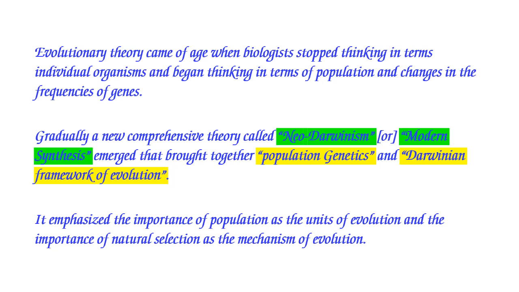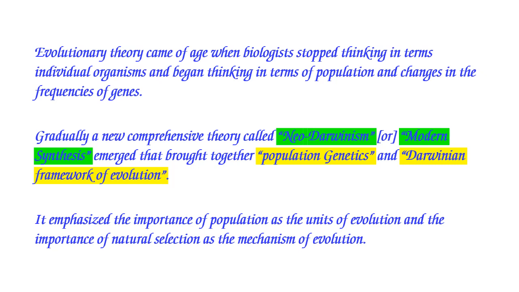population. A population is nothing but a group of organisms or a group of individuals. When they started to think about a group of individuals and a change in the frequency of genes in that population, this evolutionary theory developed, when thinking changed from the individual organism to a group of individuals. Gradually, a new comprehensive theory called Neo-Darwinism or modern synthesis emerged that brought together population genetics and the Darwinian framework of evolution.